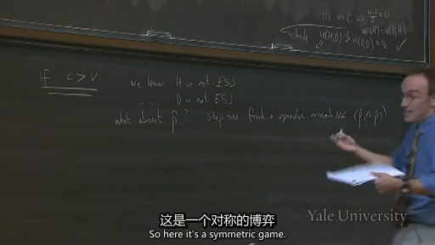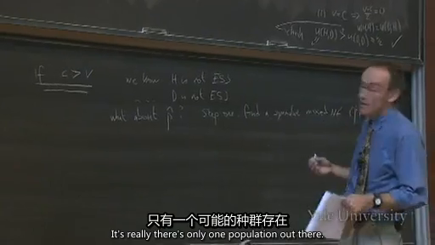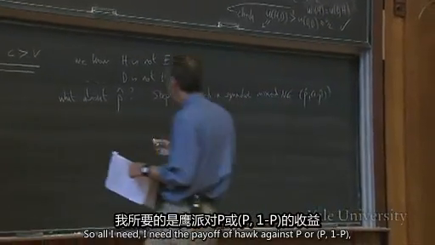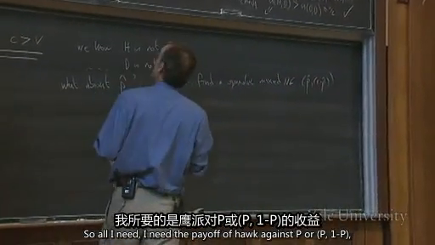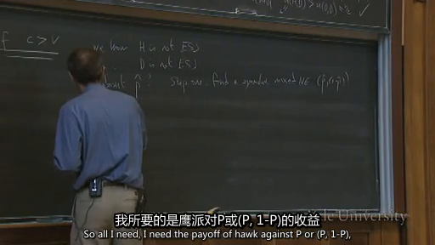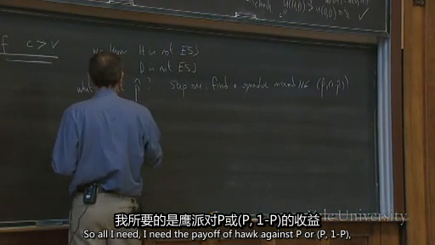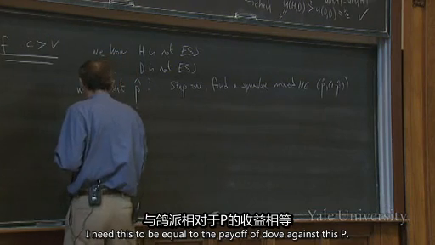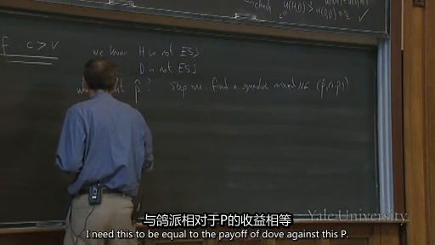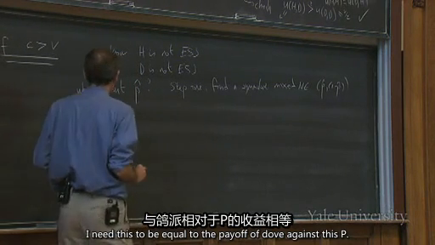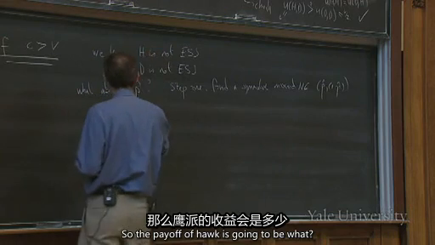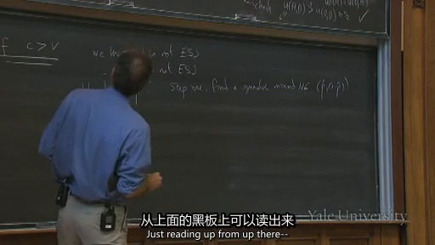Okay, so here it's a symmetric game. There's only one population out there. So what I need is the payoff of hawk against P hat, 1 minus P hat, to be equal to the payoff of dove against this P hat. All right? So the payoff of hawk is going to be what? Just reading up from up there.